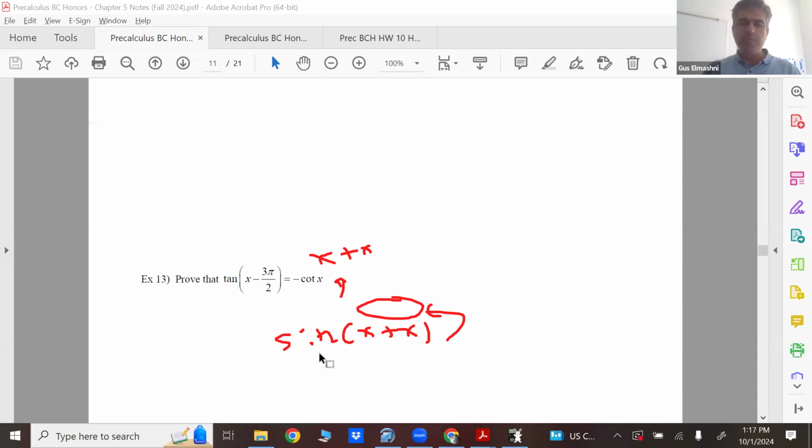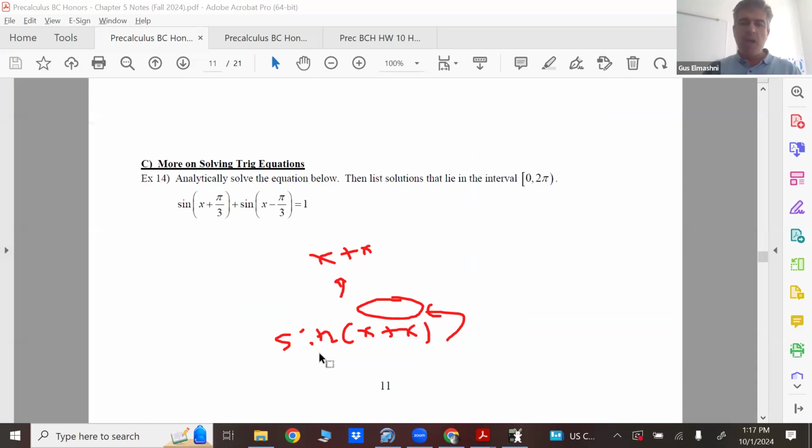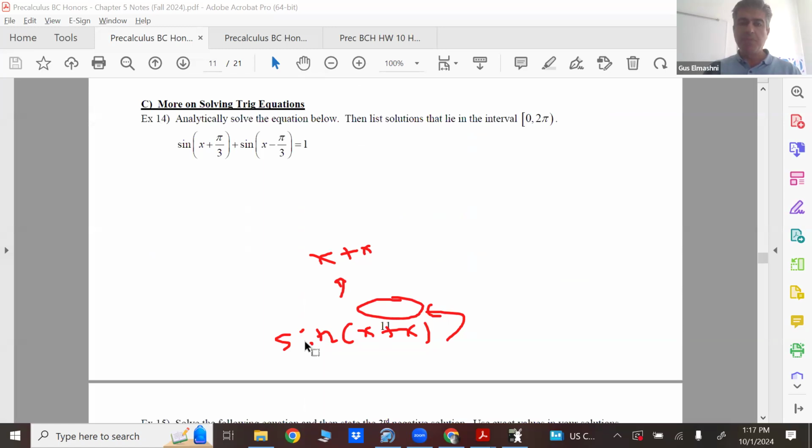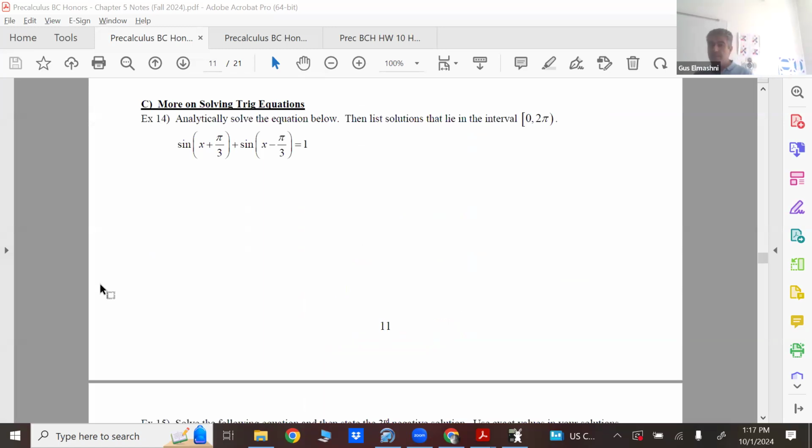Likewise with 12 and 13. I want to jump to 14. Okay, we want to analytically solve this equation. What we're going to do is use a sum or difference identity in each of these cases.